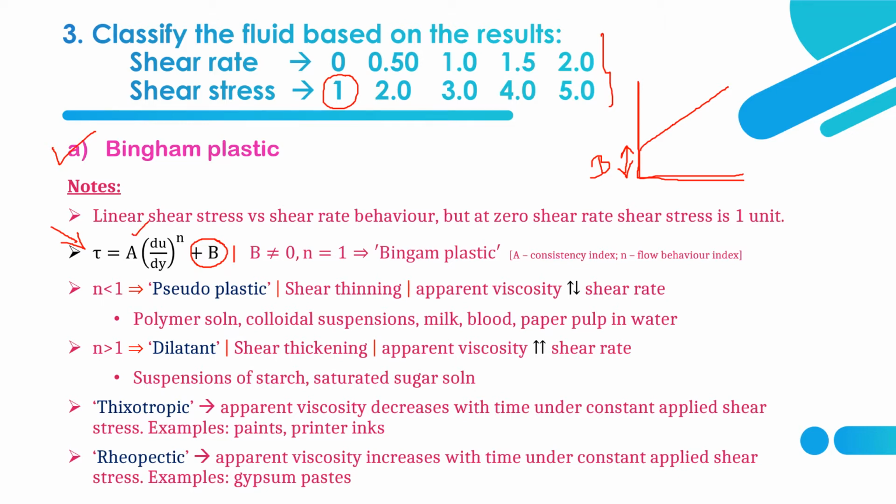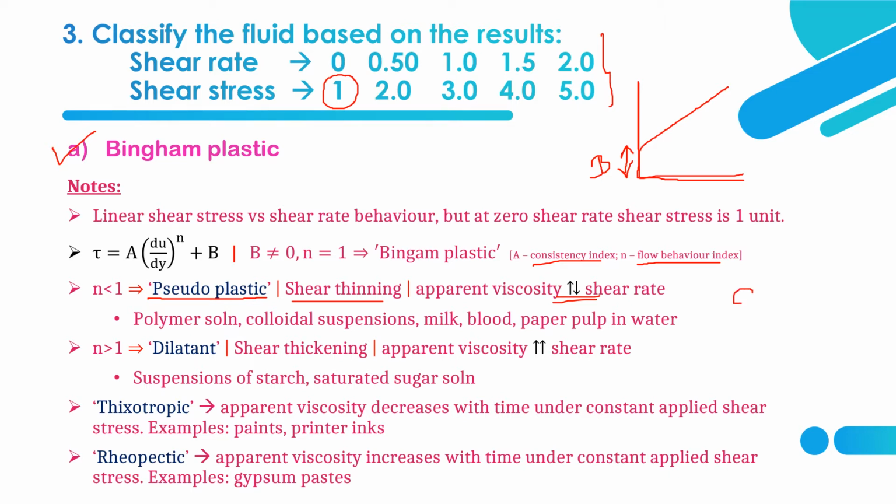And what is A and what is n? A is the consistency index, and n is called the flow behavior index. So this is the formula for non-Newtonian fluids. You can refer to it. And if n is less than 1, that is, the flow behavior index is less than 1, that fluid shall be called pseudoplastic. Pseudoplastic fluids are shear thinning fluids, and the apparent viscosity increases with the decrease in shear rate. Apparent viscosity and shear rate are inversely related.